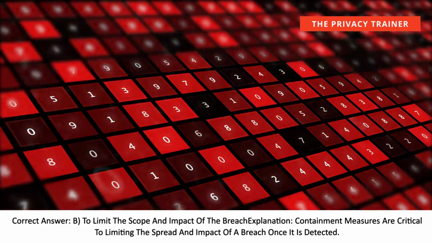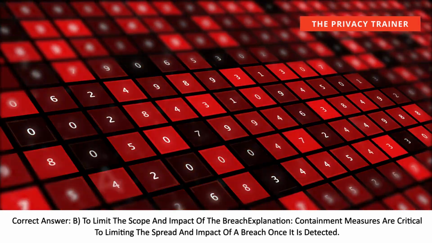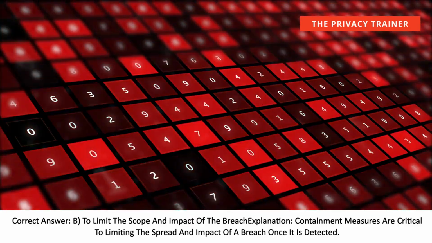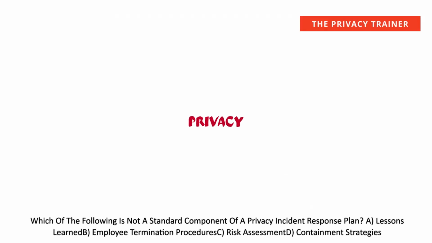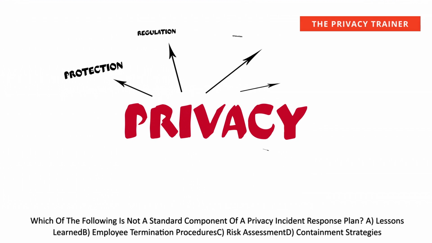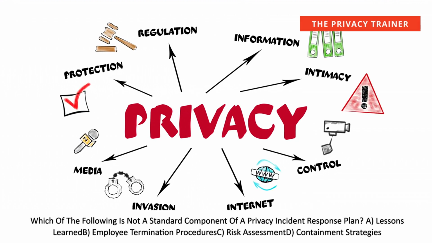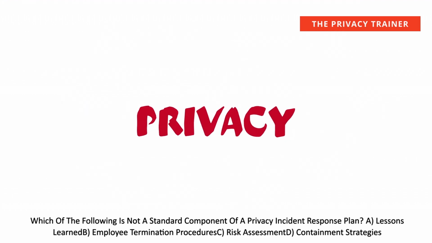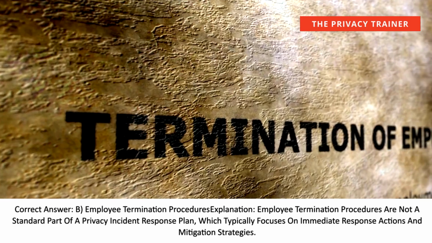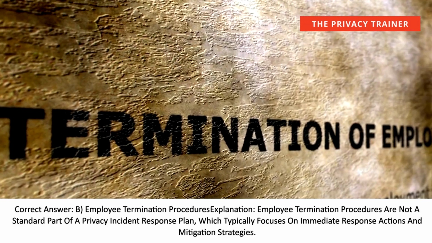Explanation: containment measures are critical to limiting the spread and impact of a breach once it is detected. Which of the following is not a standard component of a privacy incident response plan? A. Lessons learned. B. Employee termination procedures. C. Risk assessment. D. Containment strategies. Correct answer, B. Employee termination procedures.